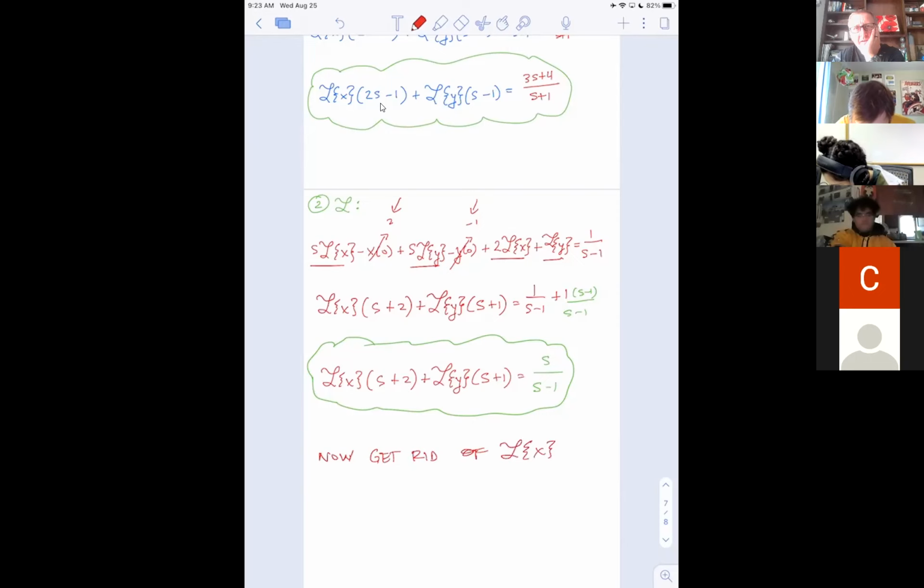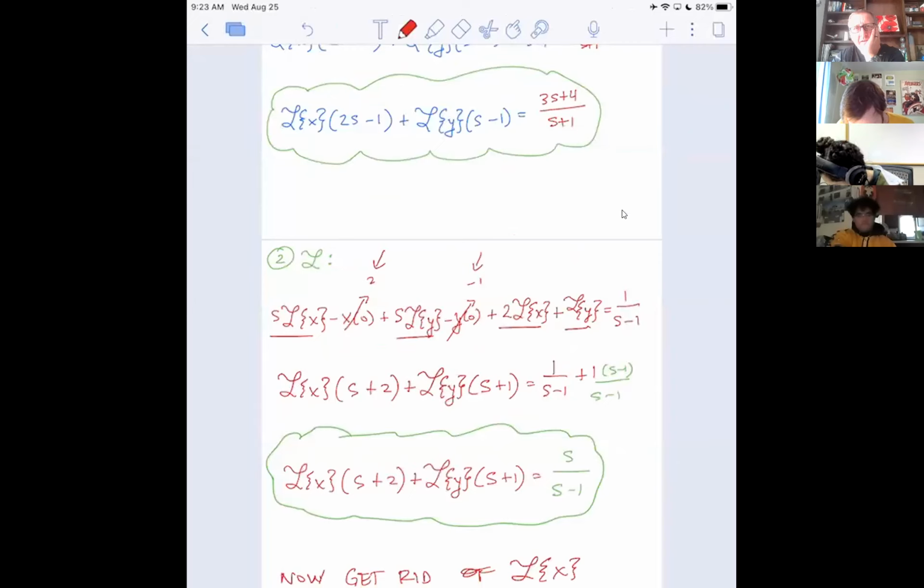So I'm going to get rid of the Laplace transform of s for no good reason. Hey, my other screen just turned back on. Isn't that fun? You guys are all gone.